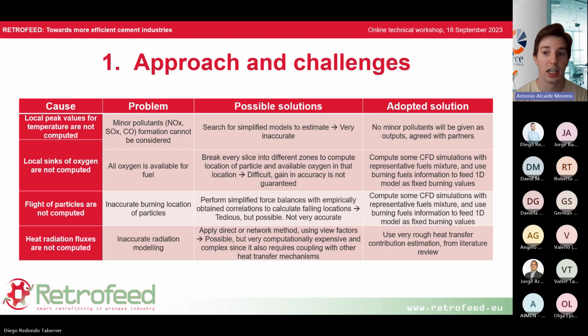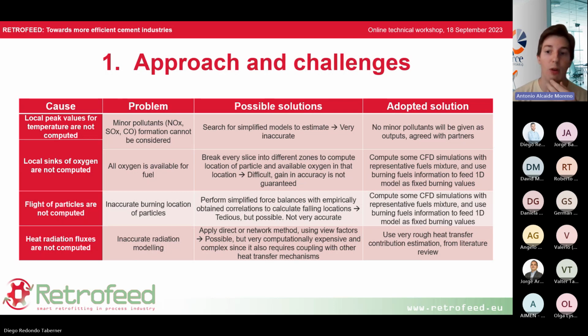Nevertheless, the oxygen availability for the fuel can be computed by using the CFD simulations using representative fuel mixture. We capture the burning of the particles and compute the local sinks of oxygen. Then we introduce this information into the one-dimensional model. Also, the flight of the particles cannot be captured by a one-dimensional model, but the CFD simulations can provide us insights of this behavior, and then we can add this information to the one-dimensional model.